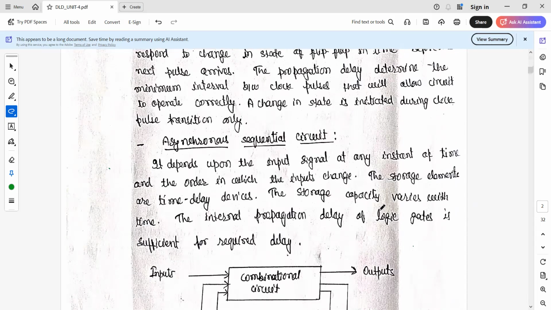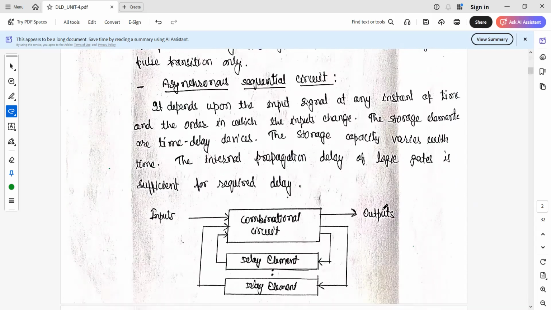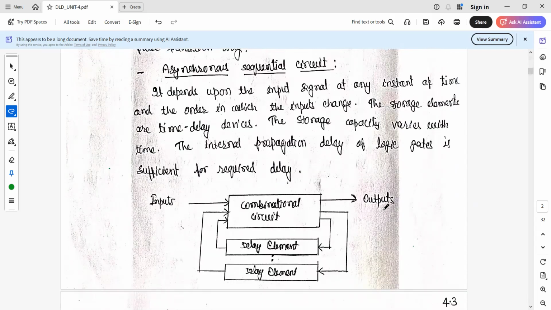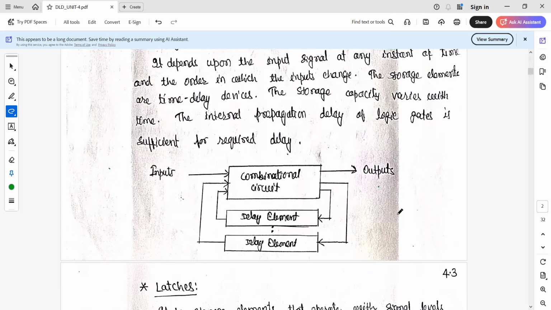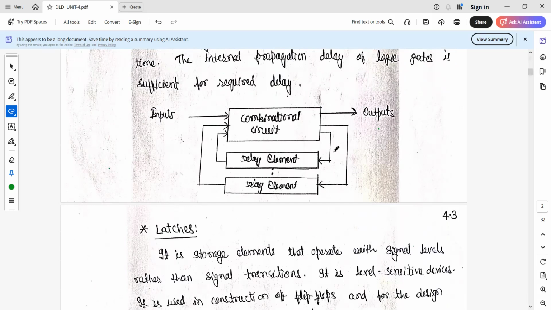Next, the other type is the asynchronous sequential circuit. In an asynchronous circuit, we use a delay element as the memory, where the propagation delay of the logic gates provides the sufficient delay. This delay can also be controlled. Depending upon different time-delay devices, we can have different delays.